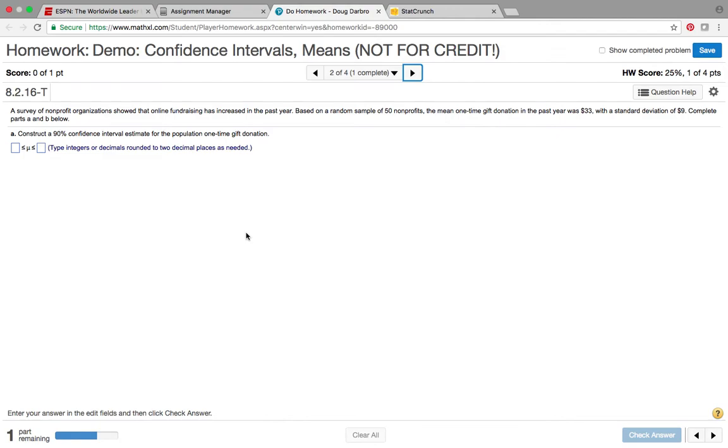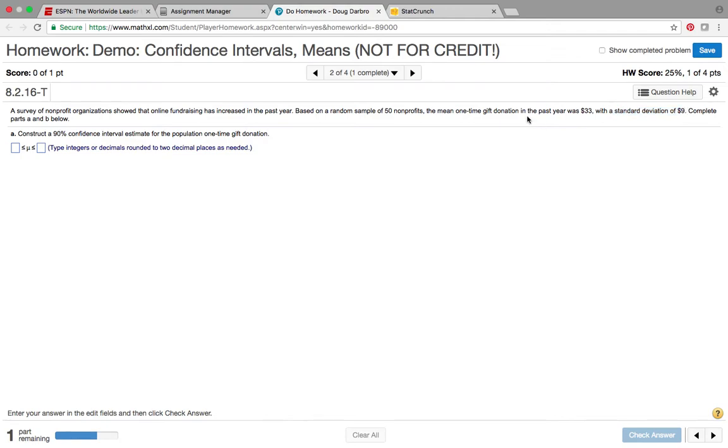All right, a survey of nonprofit organizations showed that online fundraising has increased in the past year. I find that hard to believe. Based on a random sample of 50 nonprofits, the mean one-time gift donation in the past year was $33. So that tells me that X bar is 33, and the standard deviation would be S in this case because it's within the context of information on the random sample. So this standard deviation is not sigma, the standard deviation is S.